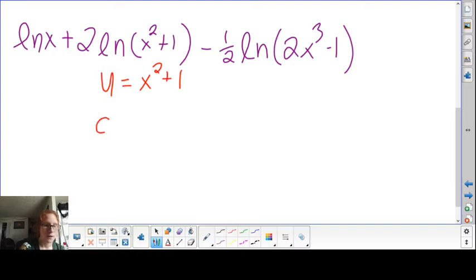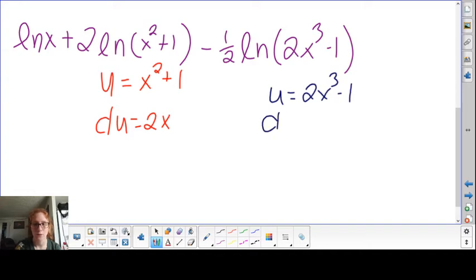And then my derivative of that is 2x. And then I notice, again, on my last term, I have more than just an x, so I have to have a u here, which again is going to be whatever is on the inside, and the derivative, which is 6x squared.